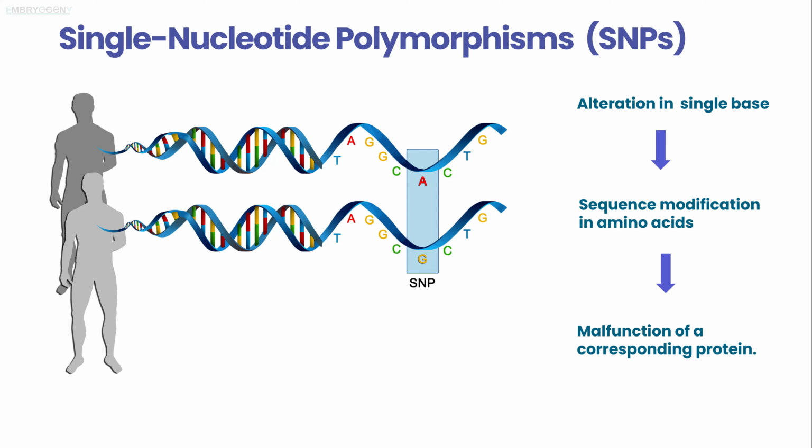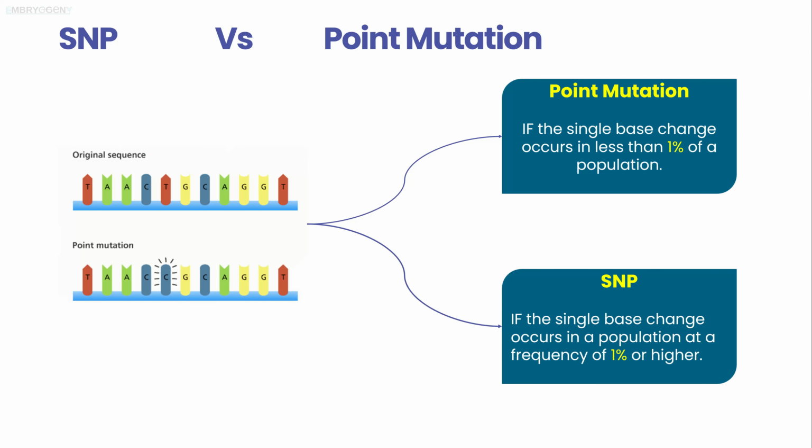then this is a SNP. An alteration of a single base results in a sequence modification in the amino acid, or it could be neutral, or it could be a stop codon, like we saw in our example, right? And this could result in either no change at all or a malfunction of a corresponding protein. So when do you call it a SNP and when do you call it a point mutation? If the single base change occurs in less than 1% of the population, you call it a point mutation. But if the single base change occurs in a population at a frequency of 1% or higher, you call it a SNP or single nucleotide polymorphism.